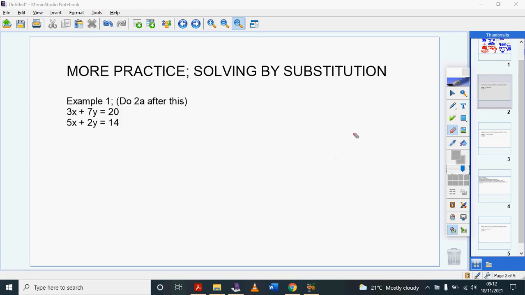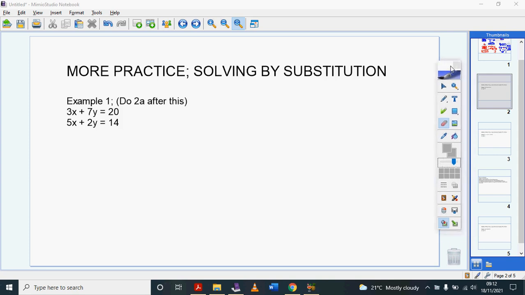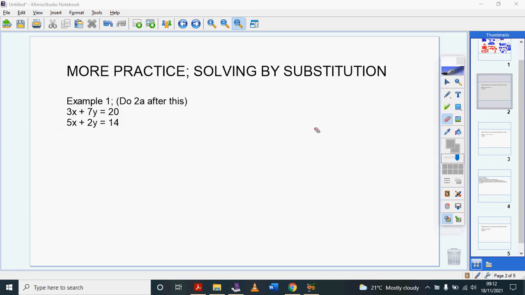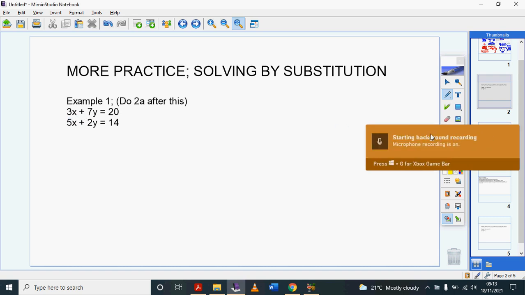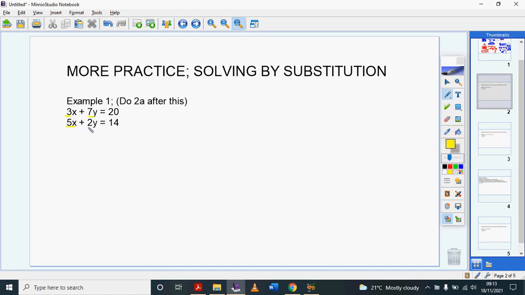Hey guys, so we'll do a little bit more practice on solving systems by substitution, and you'll have a small quiz tomorrow on this same idea. But over the past few days, we've looked at questions that you can solve by substitution, and in all of them, the coefficient of one of the letters was either 1 or it was easy to make something the subject because some of them did not have coefficients.